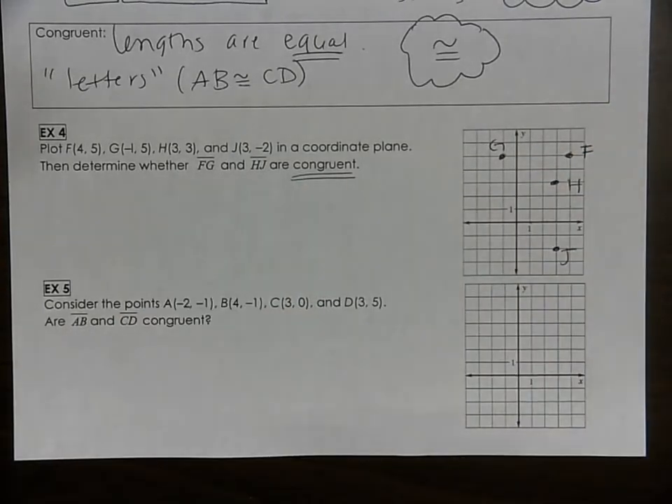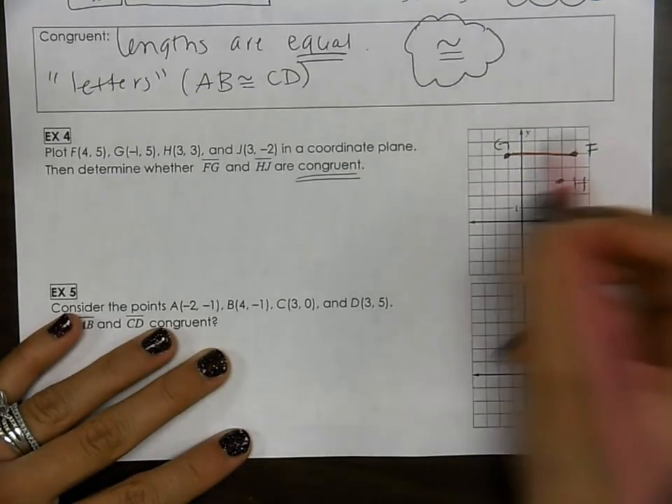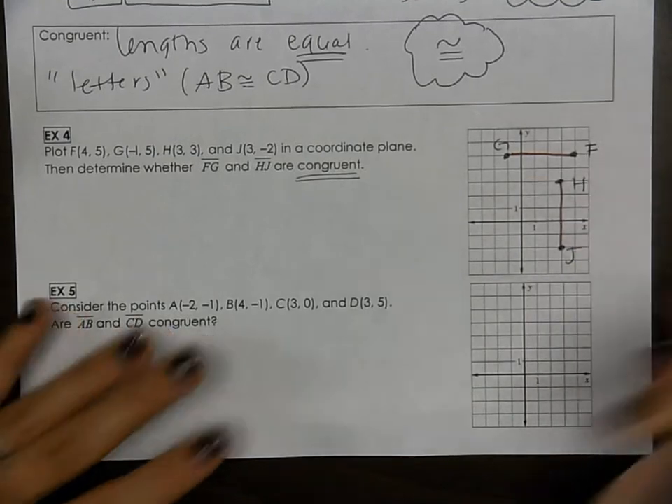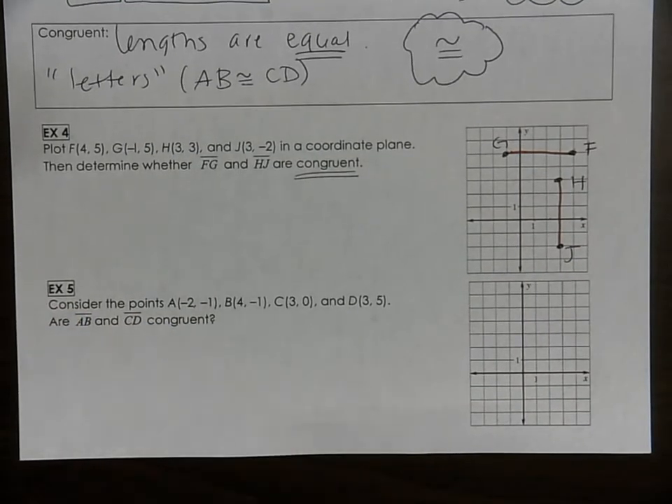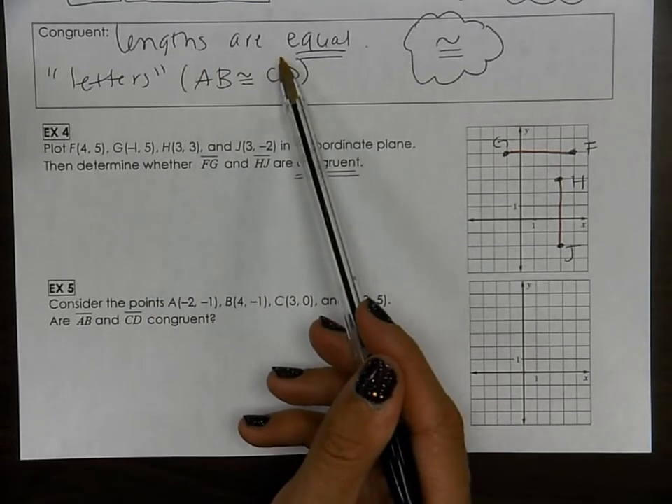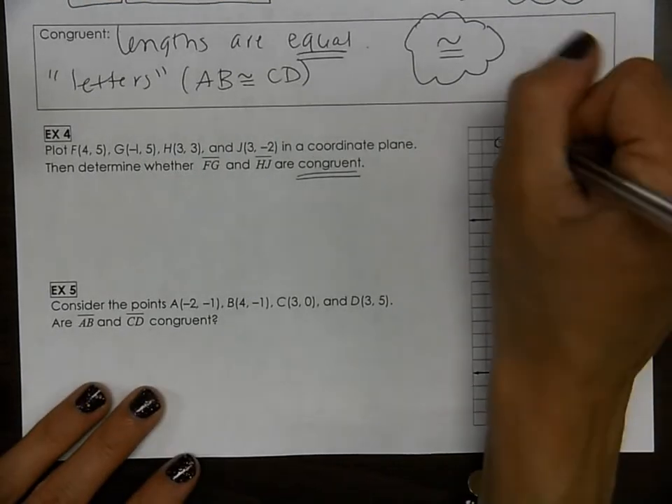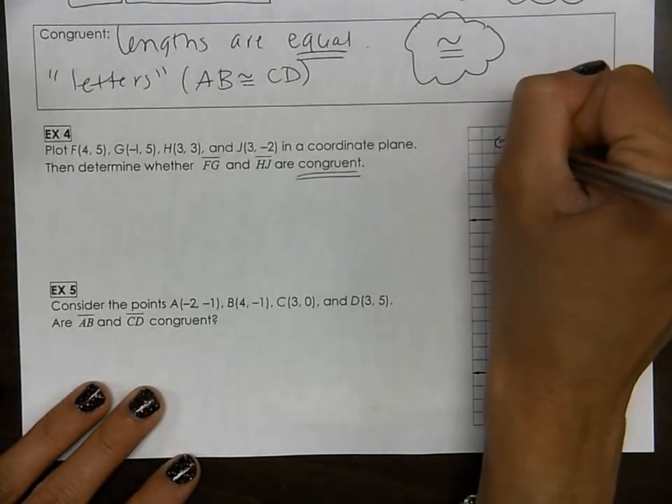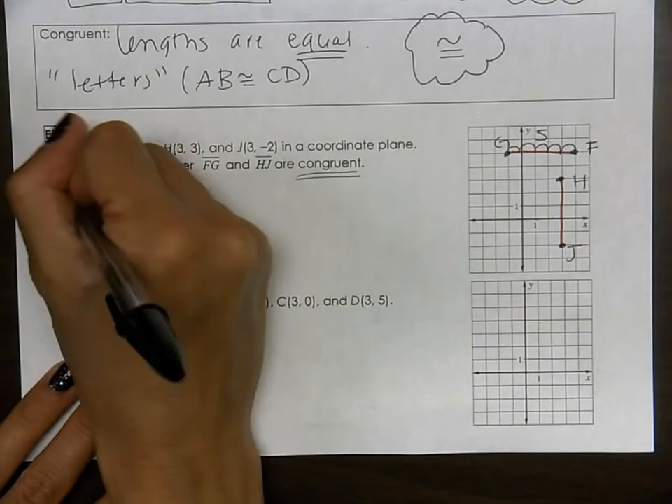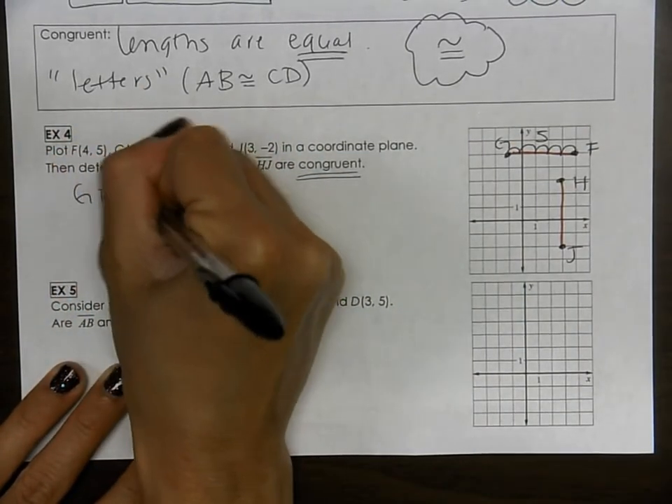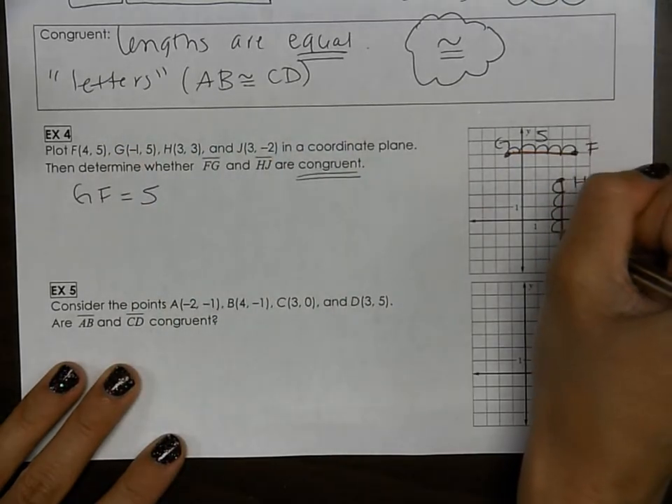And these are segments. I'm going to go ahead and connect them with straight lines. Really no other way that you would connect it. They're two separate segments. It looks like this. And I want to know if they're congruent. In other words, I want to know if the two lengths are equal to each other. So I'm going to just count boxes. From G to F, 1, 2, 3, 4, this is 5 boxes. So GF equals 5. And then from H to J, it's 1, 2, 3, 4, 5.